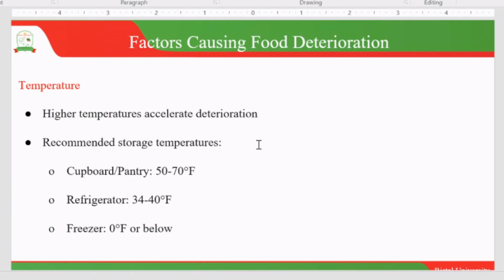We are saying that higher temperatures accelerate deterioration. When we talk about deterioration of food, really we are looking at food spoilage. Higher temperatures lead to deterioration of food. However, some foods won't do well in very low temperatures.